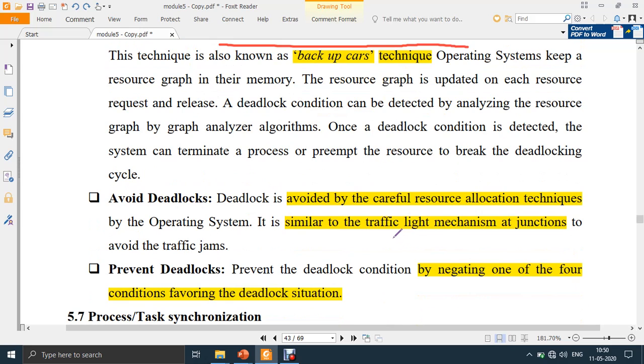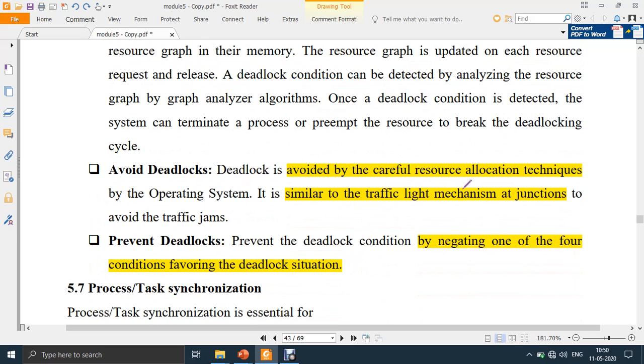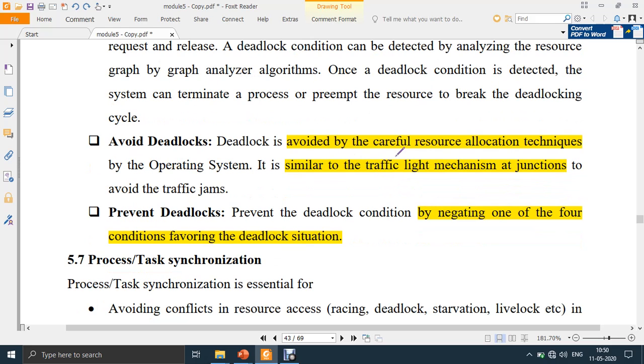Next is avoid deadlocks. How to avoid deadlocks? Through careful resource allocation techniques. That is the way of avoiding the deadlocks. One example is to install a traffic light mechanism, or install a task synchronization mechanism, which will prevent the task synchronization issues.